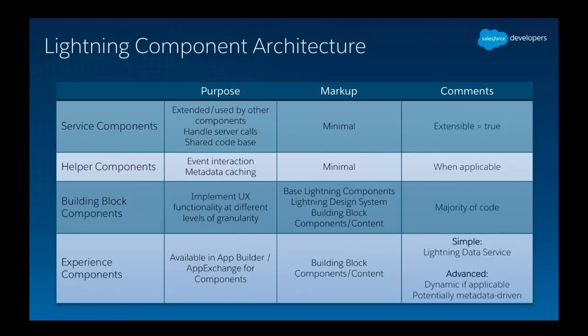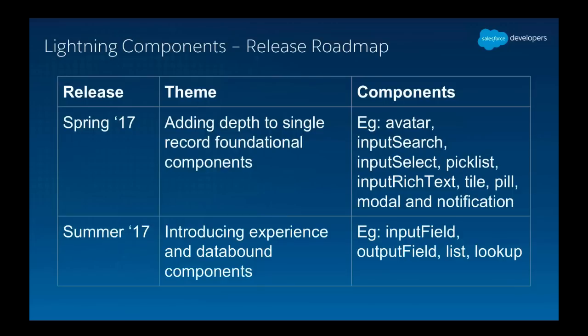Building block components ultimately make up experience components, which are those you will be making available in the app builder. For simpler experience components, you may want to leverage the Lightning Data Service. For more advanced components, you will ideally want to make them as dynamic as possible to work across objects and use cases. And importantly, we are planning to continue to release more base Lightning components and experience components, which should make your life easier. So let me take a minute just to recap what our release roadmap is for base Lightning components. We actually covered this during a previous developer webinar.